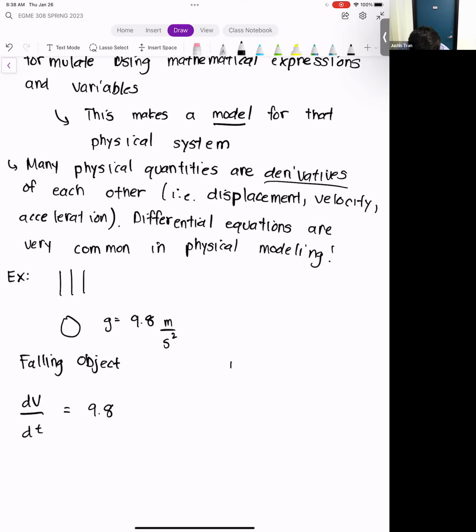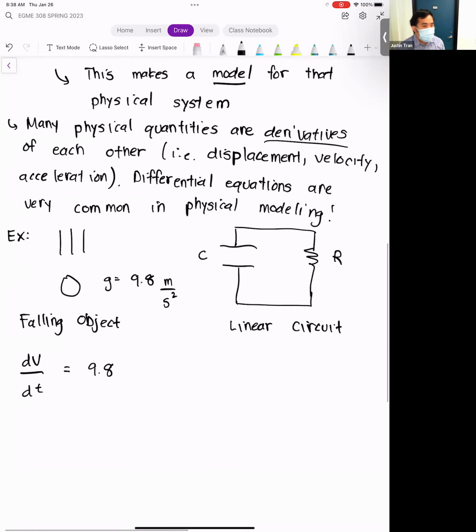Let's look at a linear circuit. So let's have a simple RC circuit. So we have a capacitor, we have a resistor. And what you can do is look at this linear circuit and form a differential equation based on the amount of charge that's in the circuit. So what you can say is that the resistance multiplied by the time derivative of the charge plus the charge divided by the capacitance equals 0.